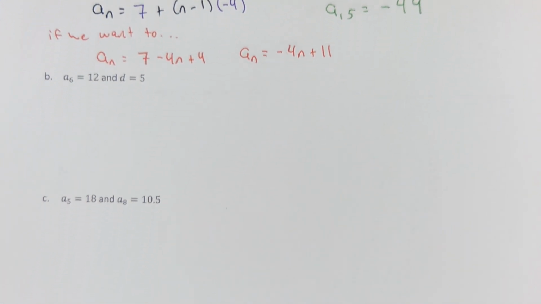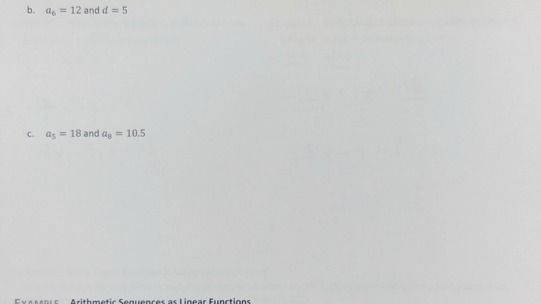What's another way it could have been done? Well, the information could be presented slightly differently. Instead of me giving you the first handful of terms, I'll give you one term. This time I'll tell you the common difference. I'm telling you a sub 6 is 12. The difference is 5.